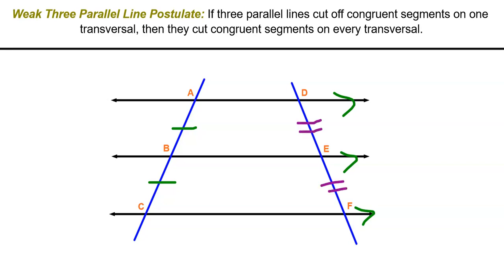And if we add another transversal at an even more extreme angle, or even at a less extreme angle, then the segments of that transversal that are cut by the parallel lines will also be congruent. One transversal cut into congruent segments is enough. So go ahead, pause the video, write down the statement of the weak 3 parallel line postulate, as well as the diagram, at least the diagram that we initially had, showing that all of the transversals are cut into congruent segments by the parallel lines. Come back when you are ready to see the proof.